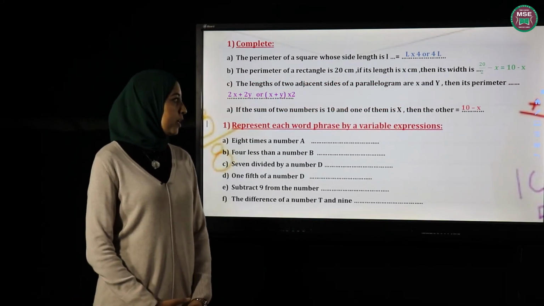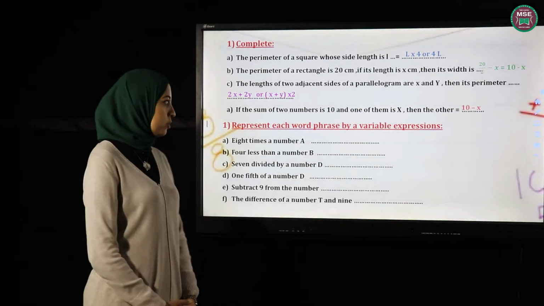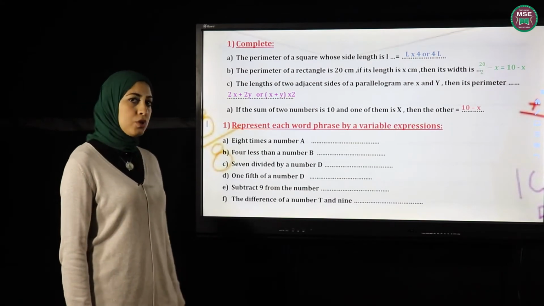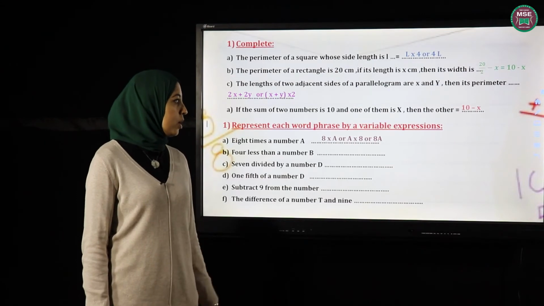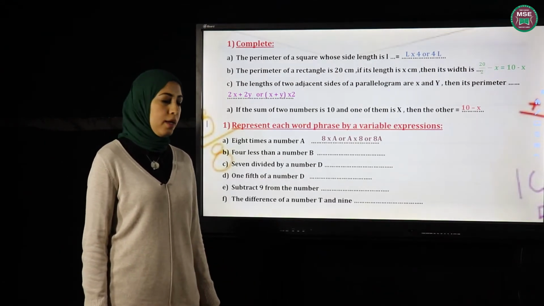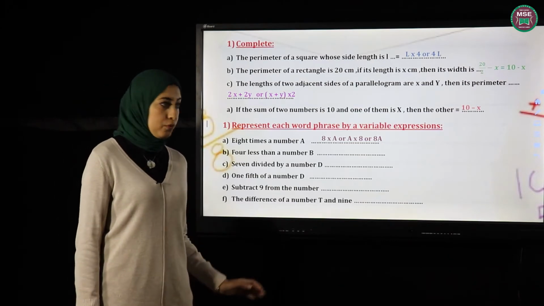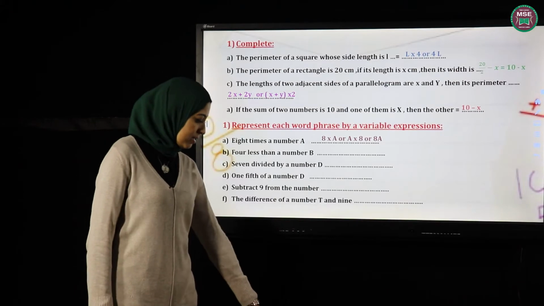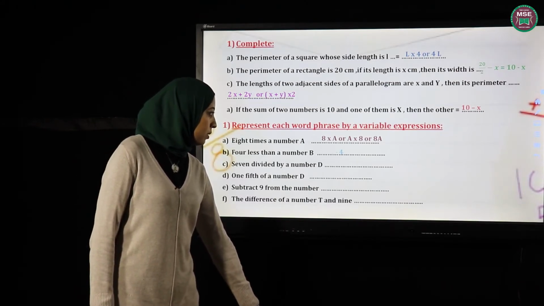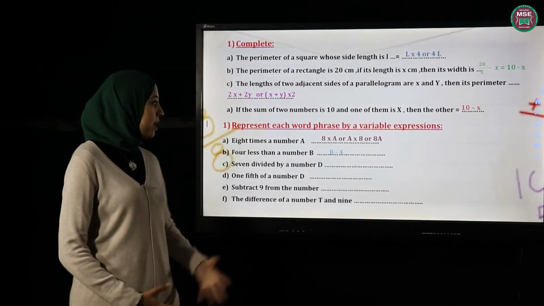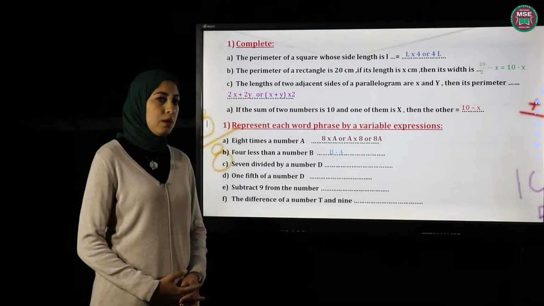Represent each word phrase by a variable expression. Variable expression means symbolic expression. Number A, 8 times a number A. 8 times. You can write 8 times A, or A times 8, or 8A. Number B, 4 less than a number B. Less than means minus. Okay, 4 less than a number B, you have to start with B. So the answer is B minus 4.